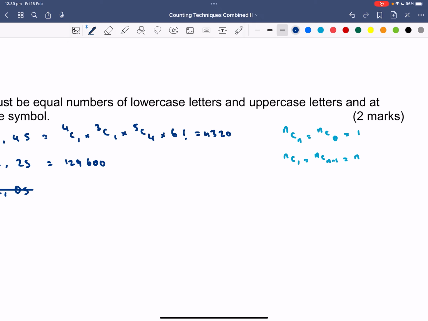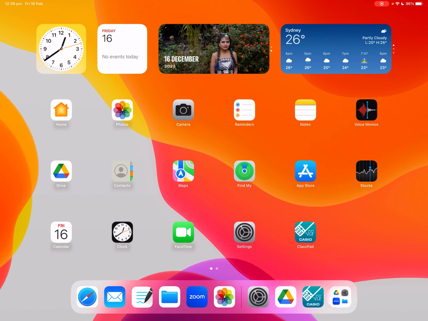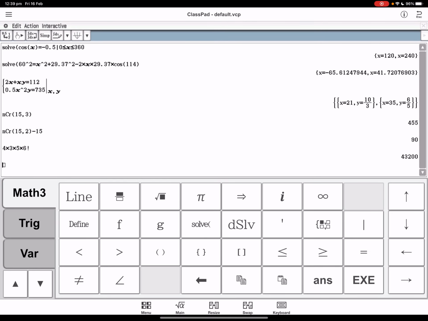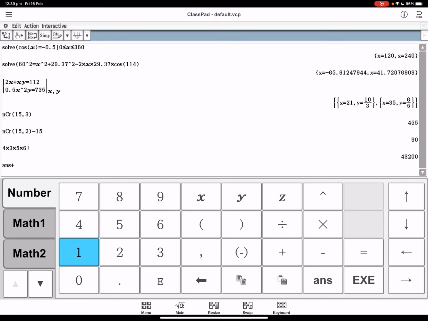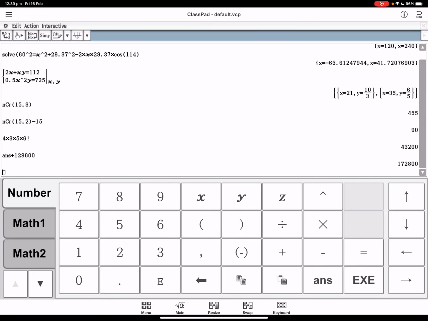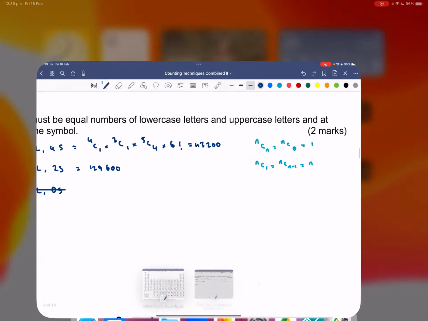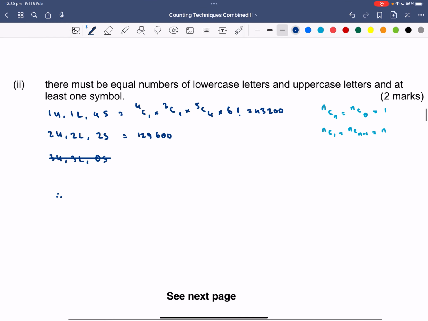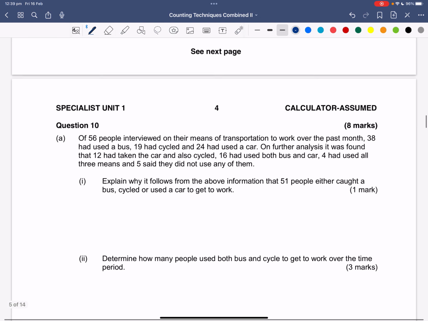And then obviously we just have to add the 129,600, and we are sorted. 172,800 ways. That's the number of different passwords possible.